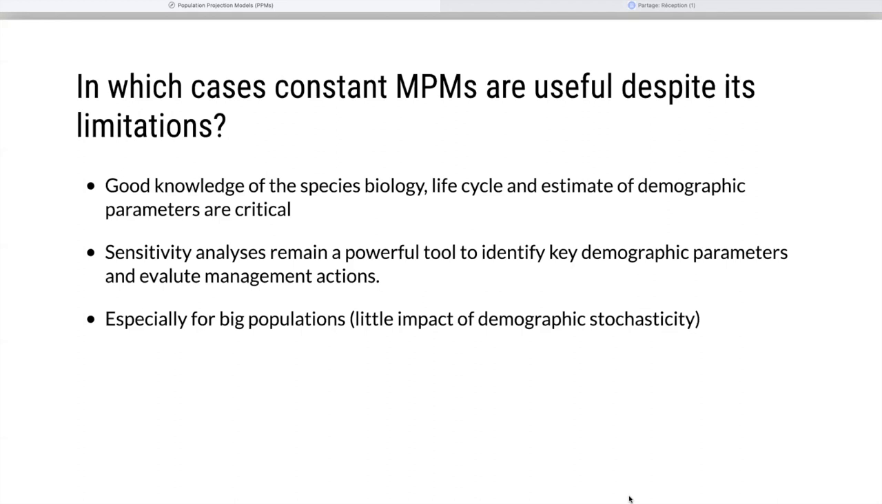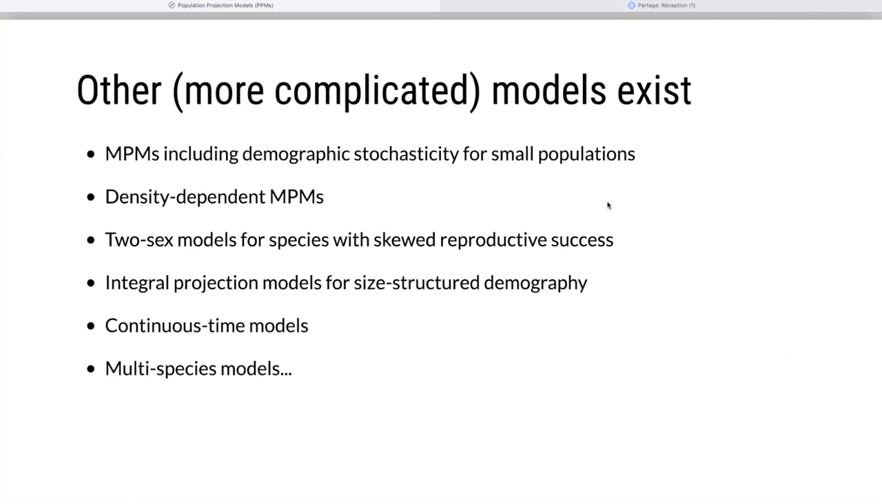There are also species for which survival and fertility are not really structured by age or stage. And in this case, it's better not to use matrix population models, but other models that are more complicated. For example, integral projection models for species that are structured by size. And the other ones I mentioned already: density dependent models, if it's useful, two sex models when there is skewed reproductive success, continuous time models, and multi-species models if you have several species that interact with each other.